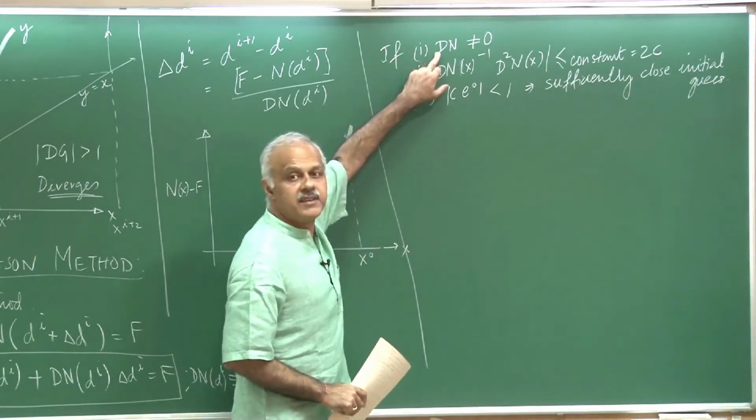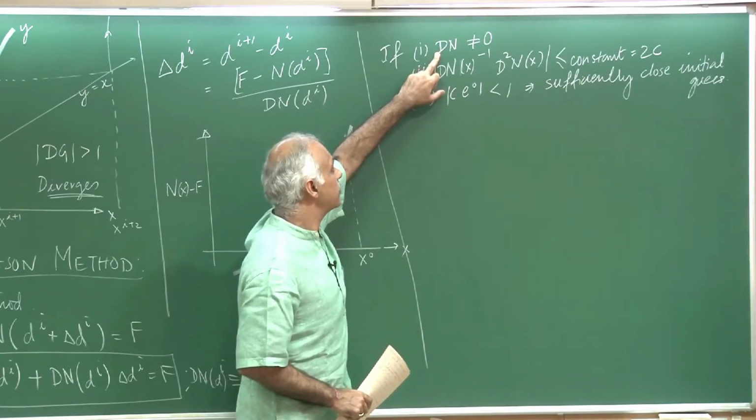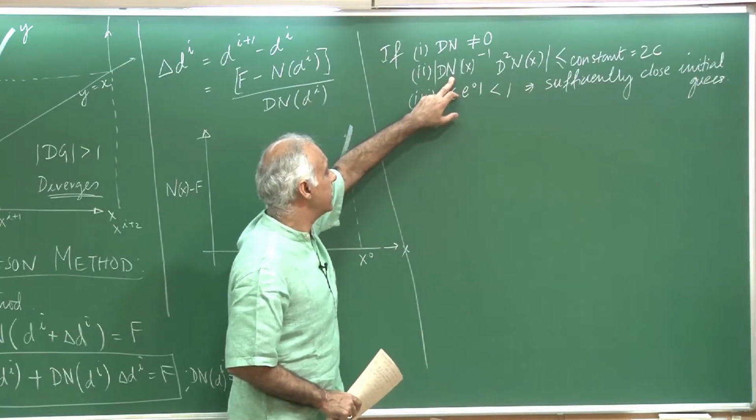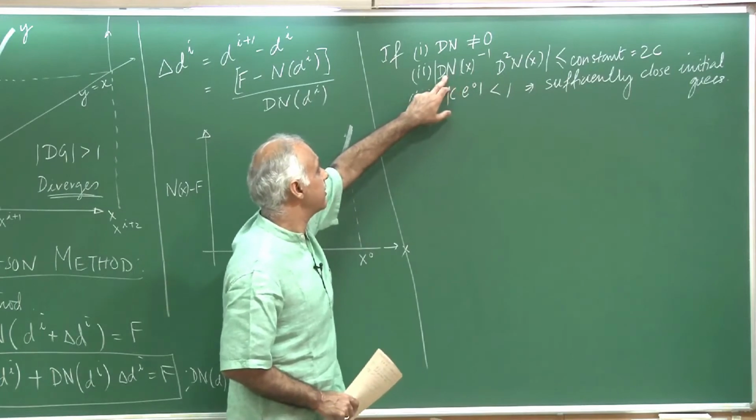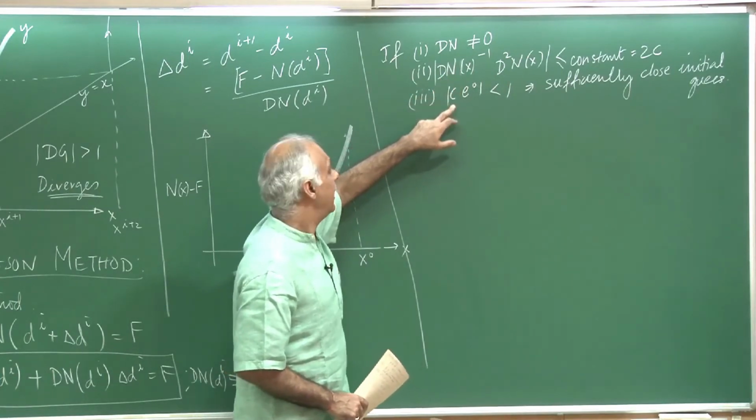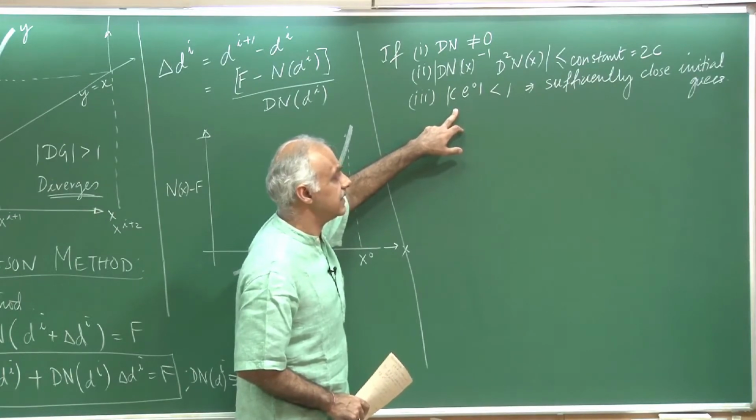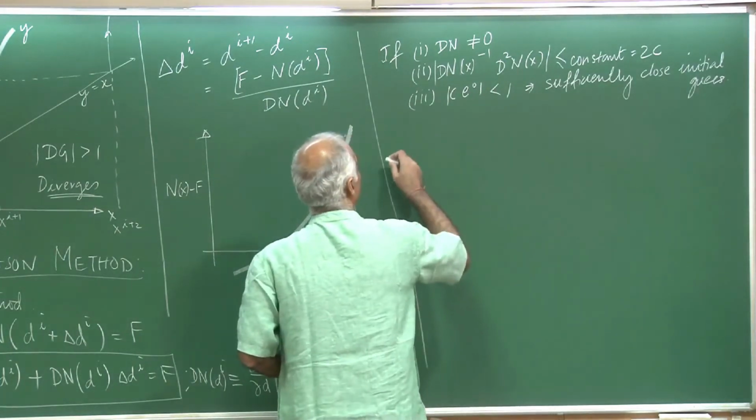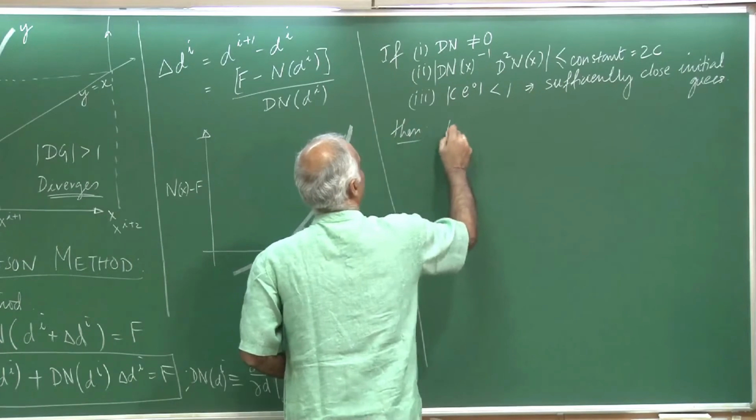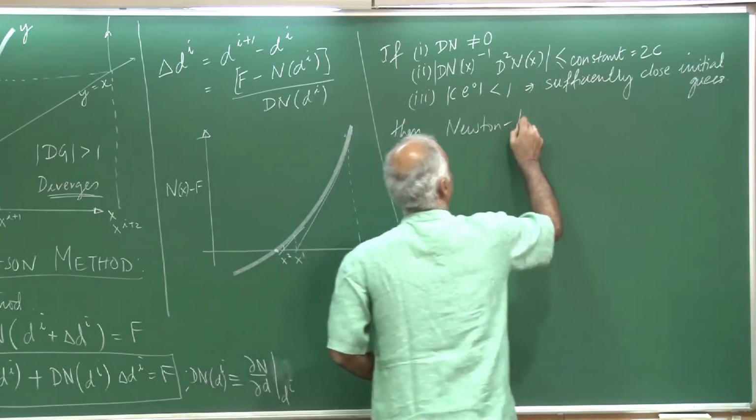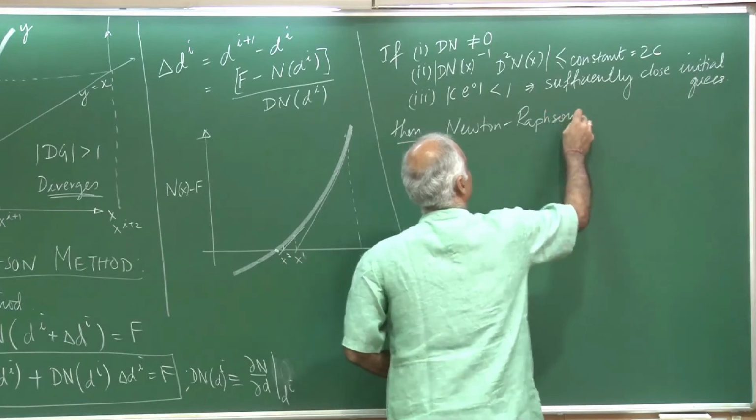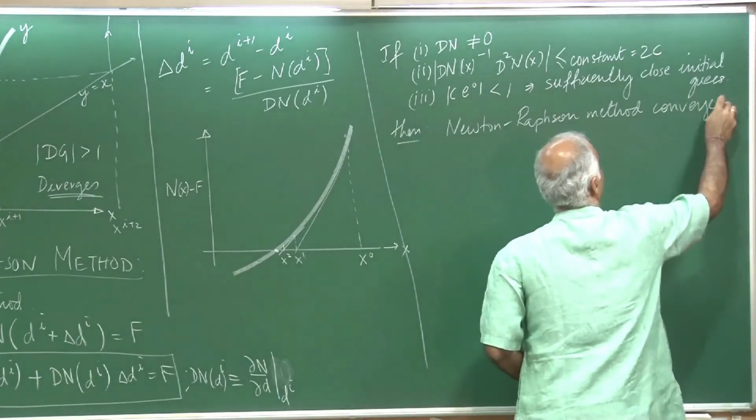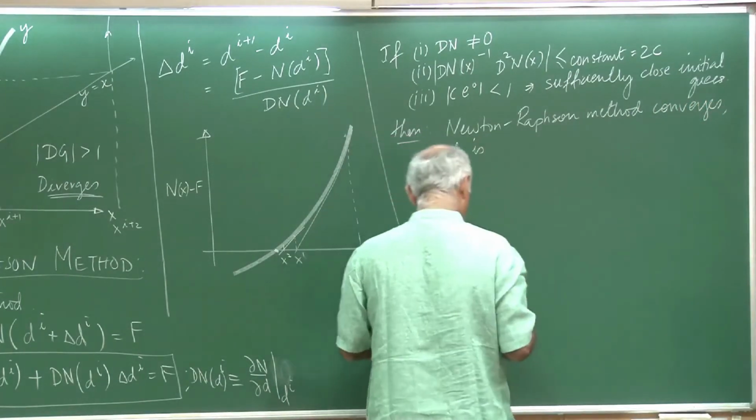So if my derivative does not go to 0 anywhere in the interval, and I can further satisfy the boundedness of the second derivative and the inverse of the first derivative in this manner, and if I take a sufficiently close initial guess, then I can be guaranteed that my Newton-Raphson method converges and is second order accurate.